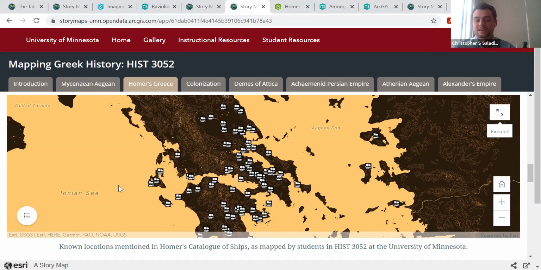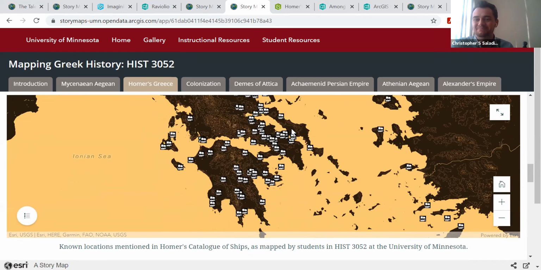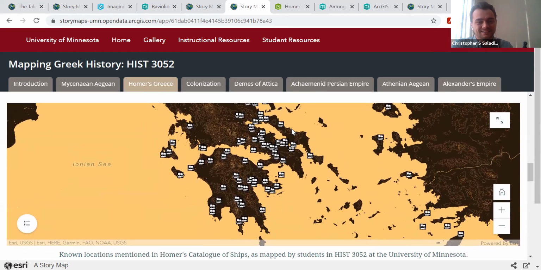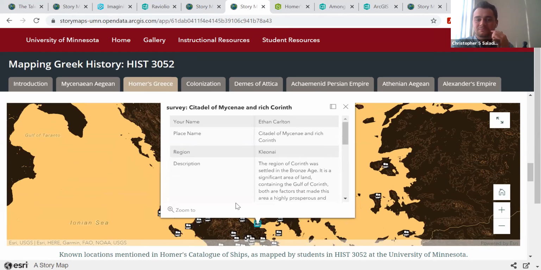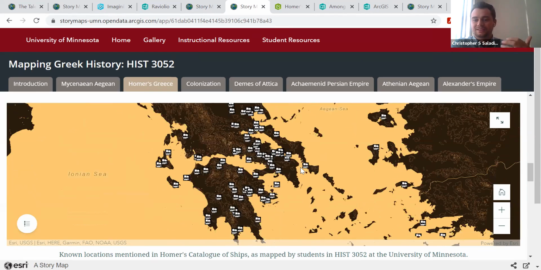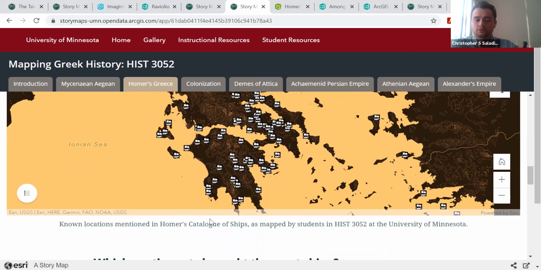on a map. So these then are the locations that are mentioned in the catalog of ships, at least the confirmable ones. Some of them weren't real places. But then you can see, if I click on one of these, that each individual point is a location from that catalog, and it was entered by an individual student. But then together, we actually can get this bigger picture that they may not get if they're trying to understand this material on their own.